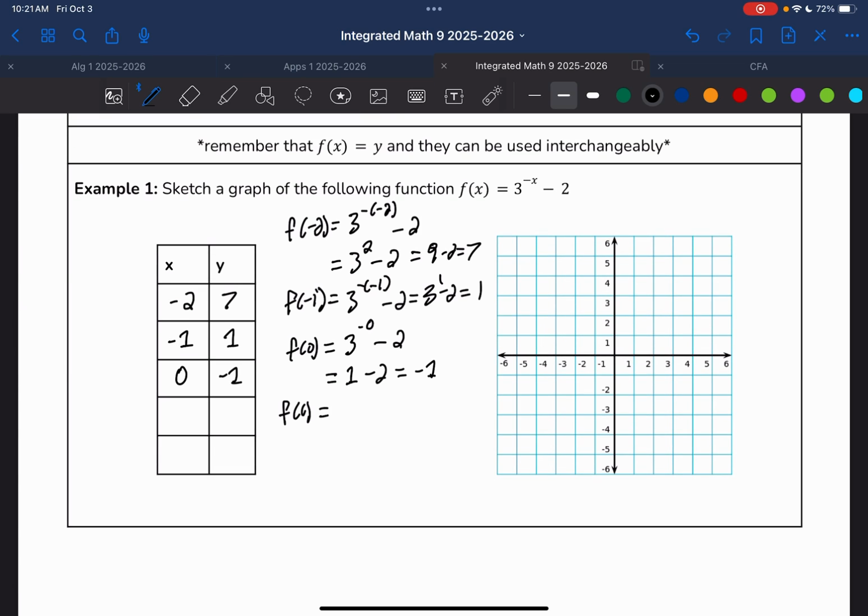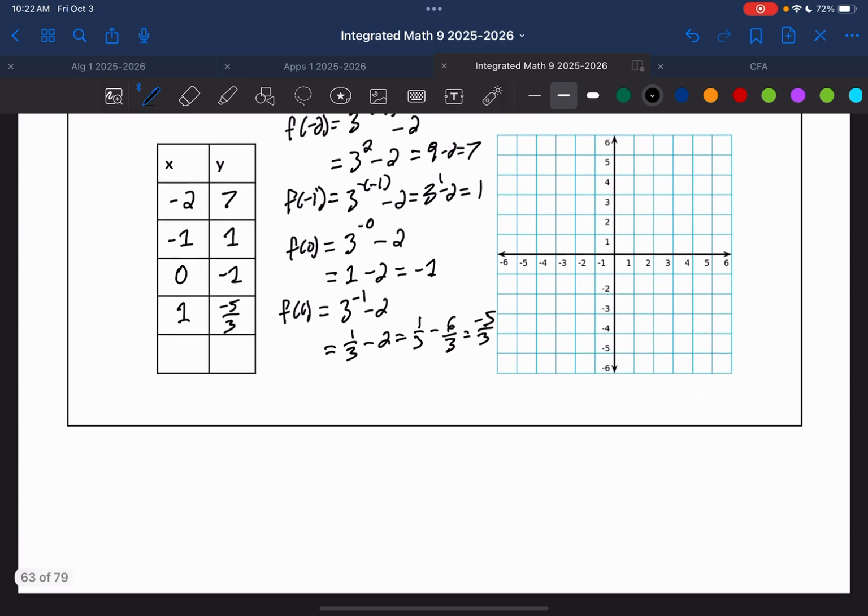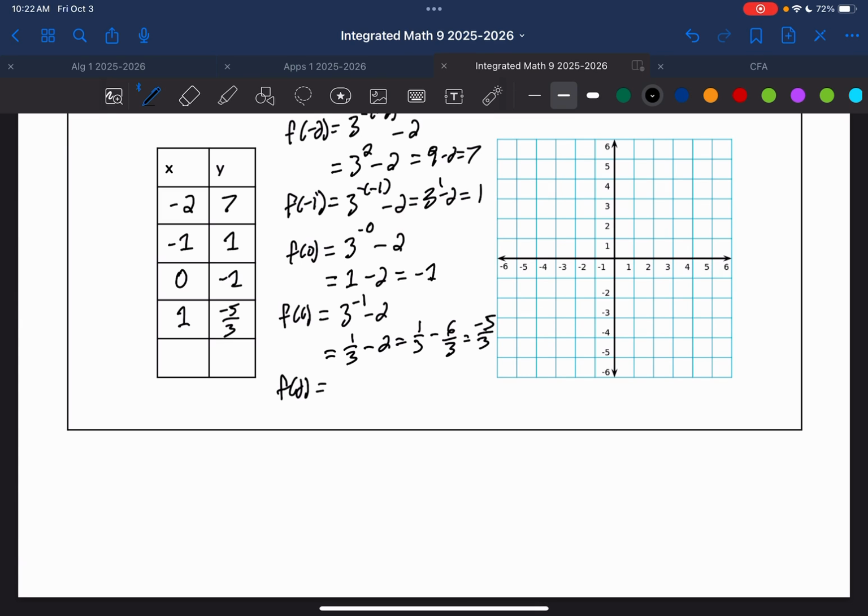Then f of 1 is going to be 3 to the negative first minus 2. Remember, 3 to the negative first is 1/3, minus 2, which is the same as 1/3 minus 6/3, which is -5/3. So for 1, we can put -5/3. And then for f of 2, we're going to get 3 to the negative second power minus 2, which is 1/3 squared minus 2, 1 over 9 minus 2, which is 1 over 9 minus 18 over 9, which means it's negative 17 over 9.